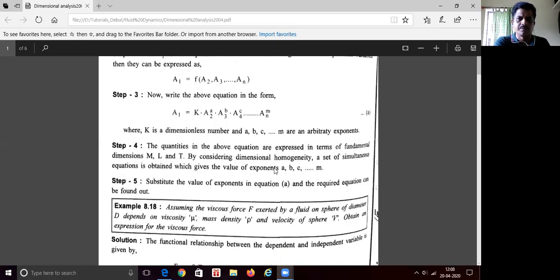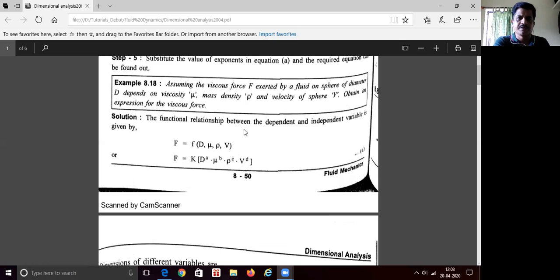Let us solve one problem here. Say, assuming the viscous force, you can see example 8.18. This is very important from the examination point of view. Let us discuss this problem and let us go back to what are the steps that are followed in Rayleigh's method. So this chapter is again the continuation of what we did in the last class, that is dimensional analysis. And in this chapter, all of you should score 20 out of 20 marks by learning how to solve a problem.